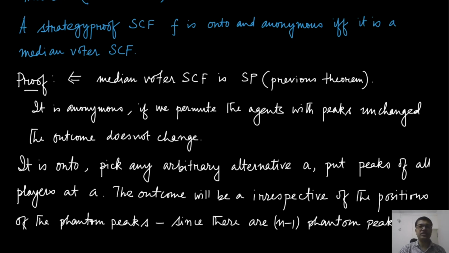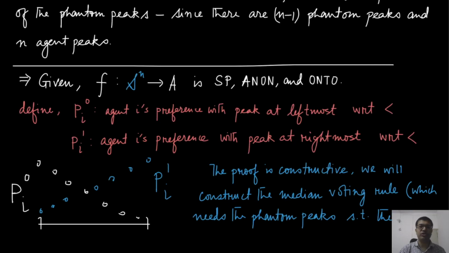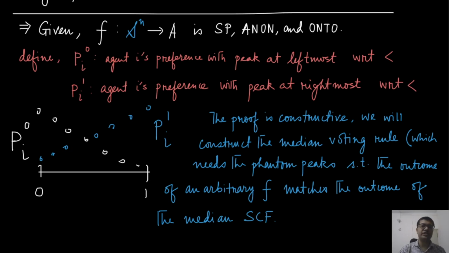The harder direction, that is the forward direction, where we have the social choice function satisfying these three properties, we'll have to show that that must necessarily be a median voting rule. So this is the forward direction. Let's without loss of generality assume that the leftmost and the rightmost points are 0 and 1 respectively. And with this notation, pi superscript 0 means that player i has a preference which has a peak at the leftmost point, with respect to the common ordering over these preferences.